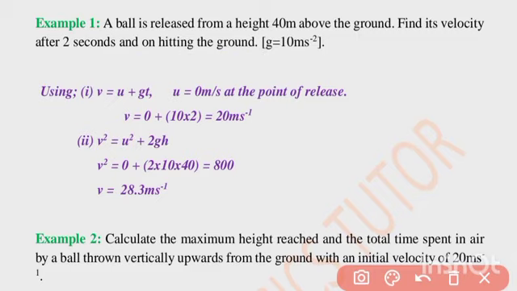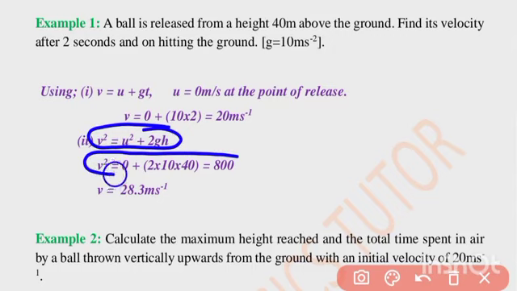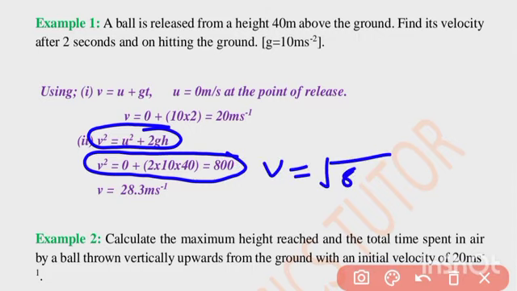Now by substituting the parameters into the equation above, we have what we have here, that is our v squared will be equal to 800, and to find the value of our v, we need to look for the square root of 800, and the square root of 800 equals 28.3 meters per second.